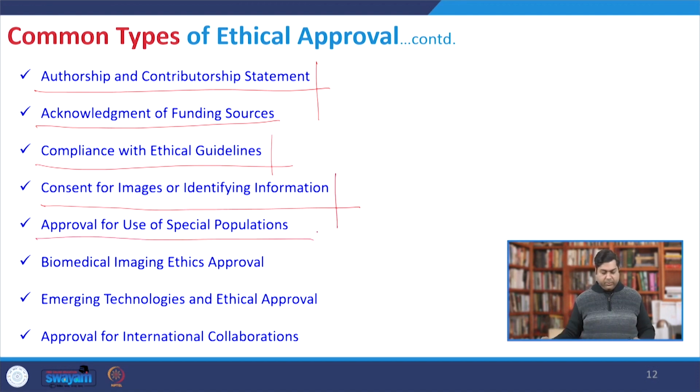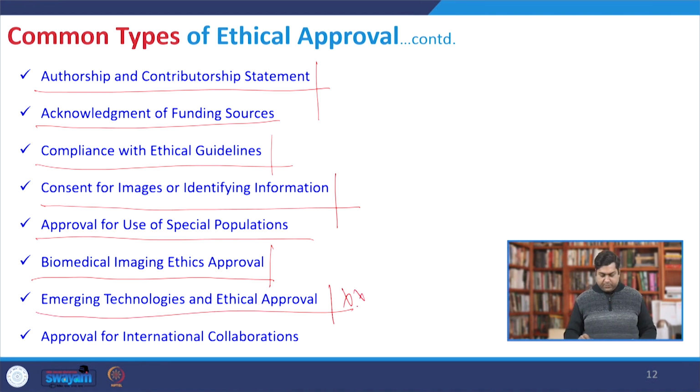Approval for use of special population. Suppose you want to do your survey specially for an age group, maybe an age group below 5 or so. At that time also you have to take the approval. For biomedical imaging ethics approval, already I have mentioned. It is very sensitive and there should be some kind of strong protocols, and definitely there are certain rules and regulations set by different associations, medical associations. So, you have to follow that.